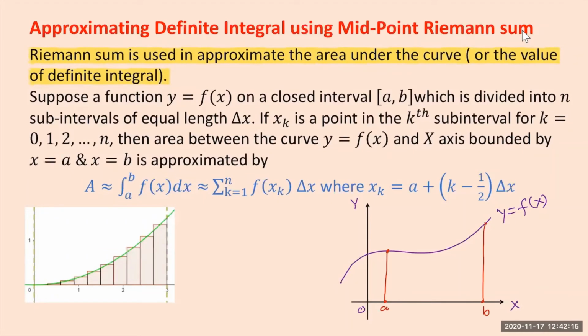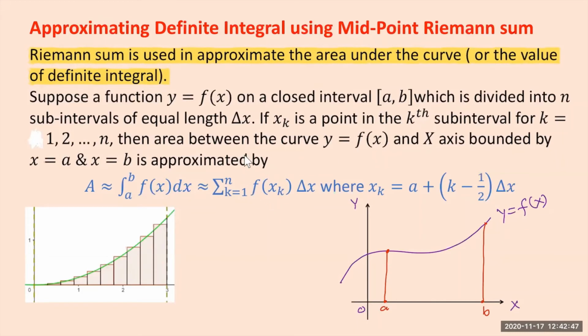You'll see that the definition is very similar to left and right Riemann sum. Suppose a function y equal to f of x on the closed interval ab is divided into n subintervals of equal length delta x. Xk is the point on the kth subinterval, where k is from 1 through n, not from 0 through n, because we started counting the interval from k equal to 1, k equal to 2, and so on.